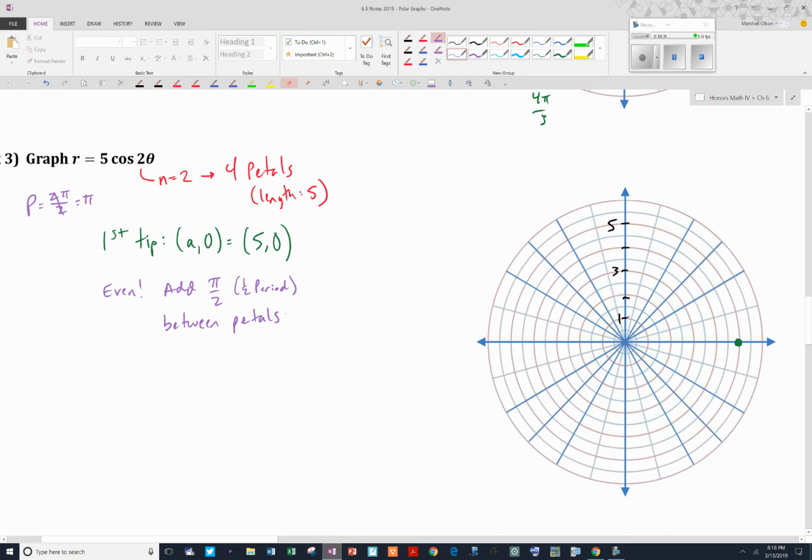So if I add pi over 2 to that, that's going to put me at 5, comma, pi over 2. And if I add pi over 2 to that, I'm going to be at pi. If I add pi over 2 to that, I'm going to be at 3 pi over 2. And those would be my 4 petals. So I've got that first petal right there, second petal, third petal.